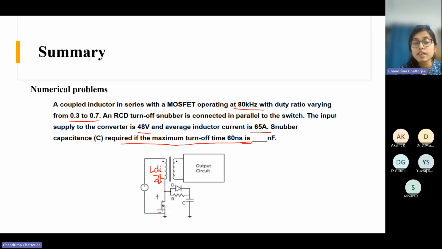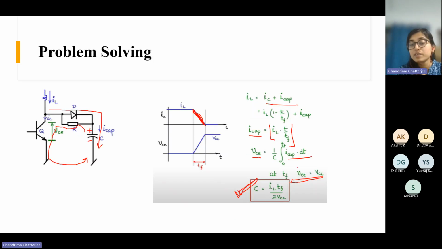Now here you see they have given a range of duty, 0.3 to 0.7, right? They have given this duty range, and they have also given that the inductor average current is 65 ampere. The input voltage is also given, so you can find out what will be the ripple and what will be the maximum current through the inductor. That current you can replace in the IL value, because you need to account for the maximum current through the inductor.